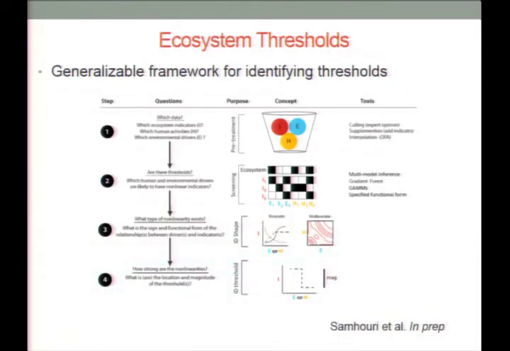However, soon after I completed that project, two colleagues of mine from the Northwest Fisheries Science Center, Jamil Samhouri and Kelly Andrews, hosted a workshop in Seattle that brought together NOAA scientists from around the country who are interested in this idea of trying to quantify these ecosystem thresholds, to come together and to develop a generalized framework for identifying thresholds that we could then take back to our own study systems, and also to share with others who are interested in similar questions and doing something similar.